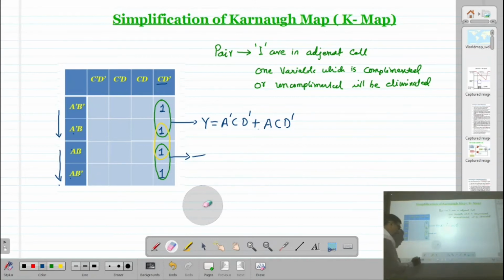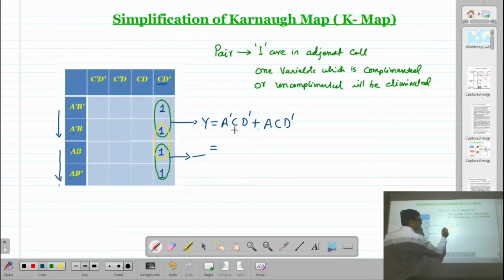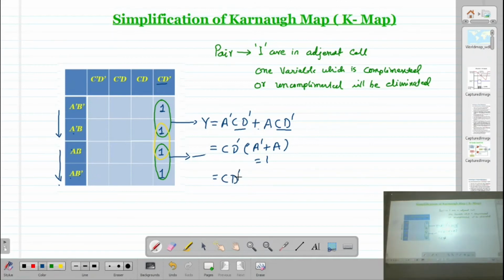So if I see my expression, CD prime is common. So we will write CD prime into bracket A prime plus A. What is A prime plus A? It is 1. So what is your answer? CD prime. So how many variables are eliminated? 2 variables, A and B. And why are they eliminated?